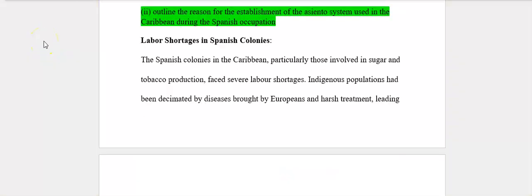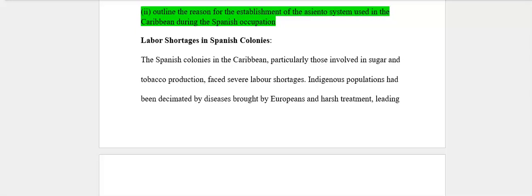Question 2. Outline the reason for the establishment of the asiento system used in the Caribbean during the Spanish occupation. All right, so the answer to this is, one of the reasons for the establishment of the asiento system, and we already know what the asiento system is, was because of labor shortages in Spanish colonies.